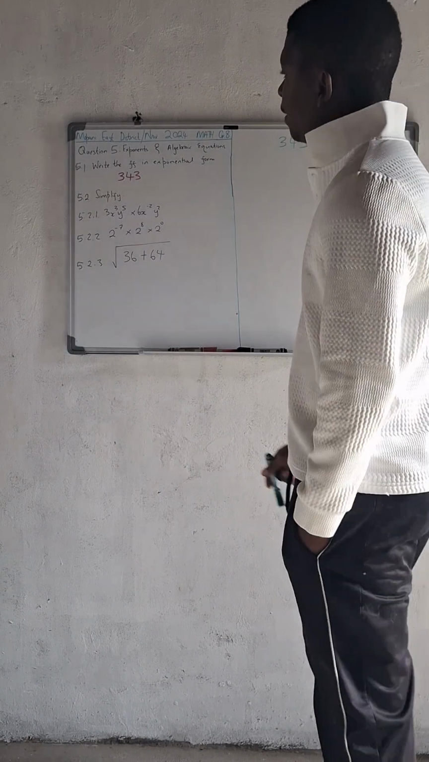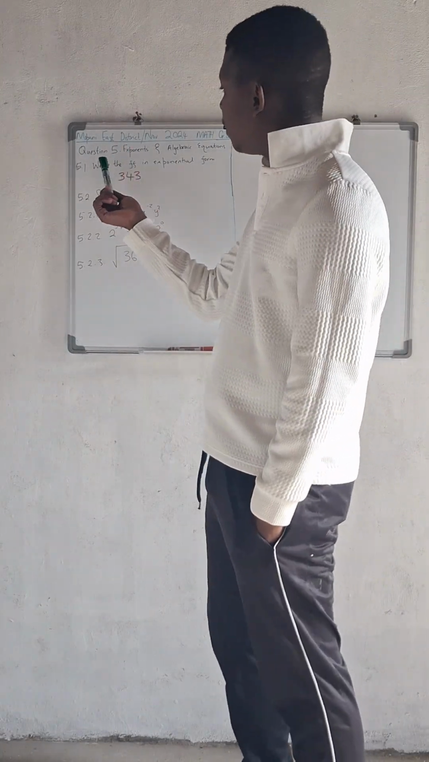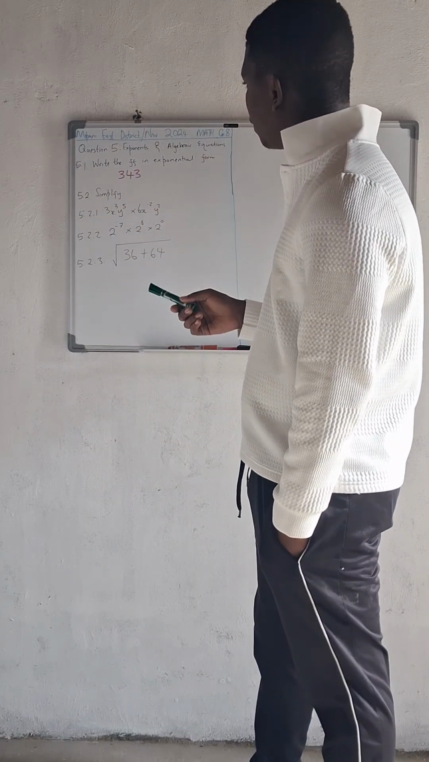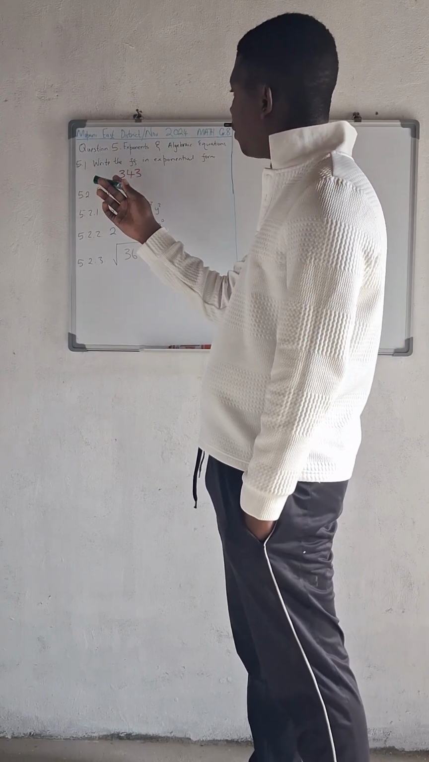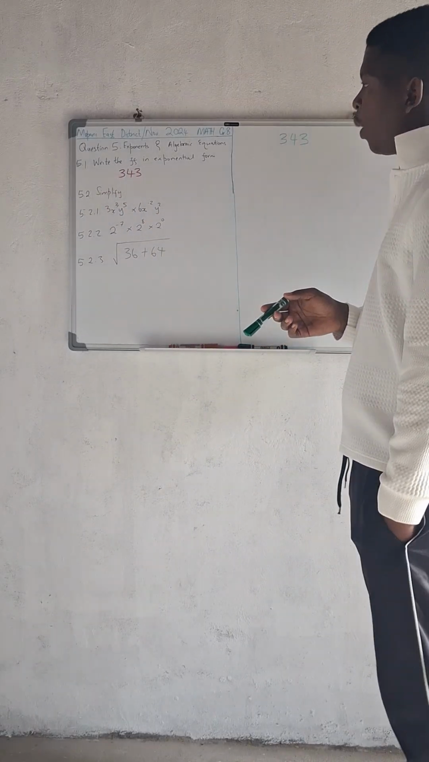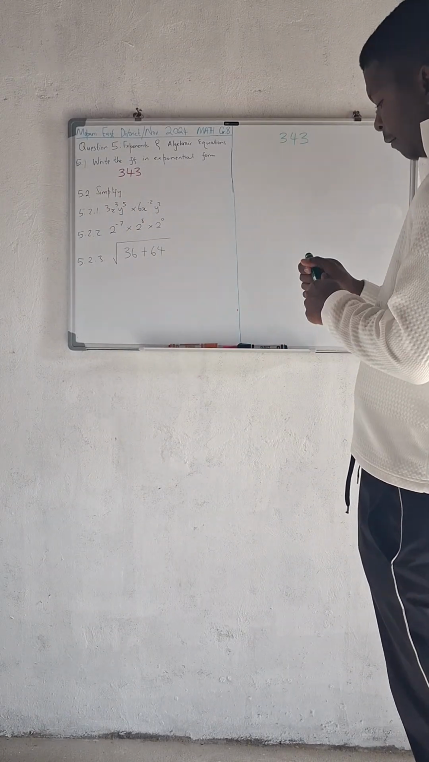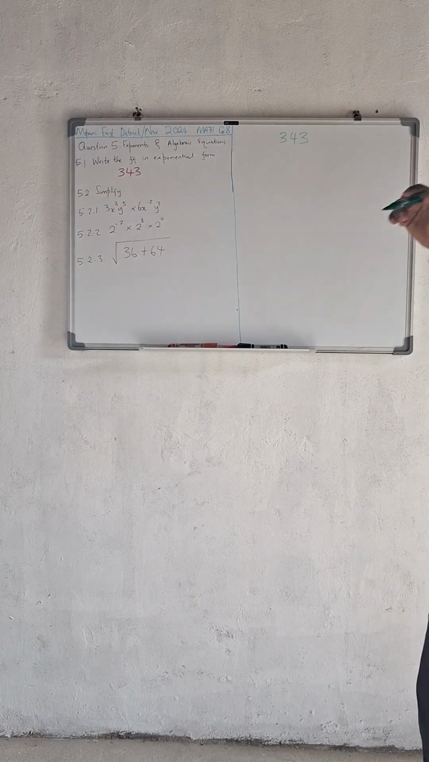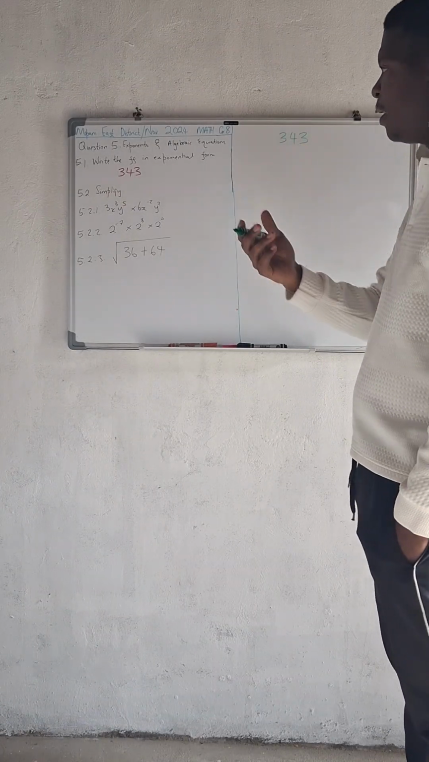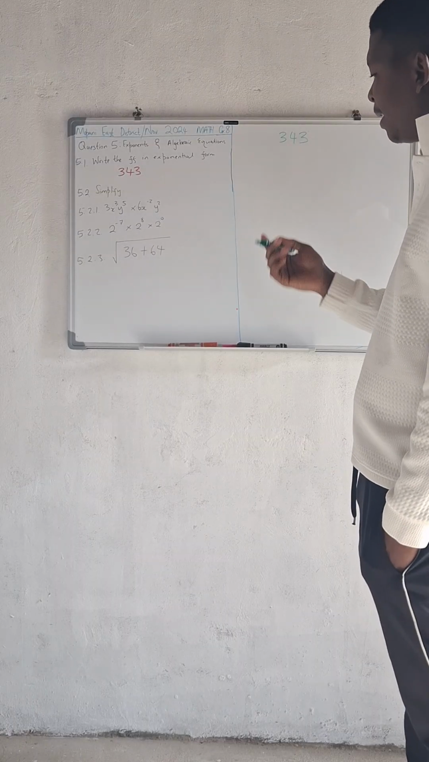Right. Let us continue with our question 5. Exponents and algebraic equations. 5.1. Write the following in exponential form. So when you're given such a big number and you need to write it in an exponential form.